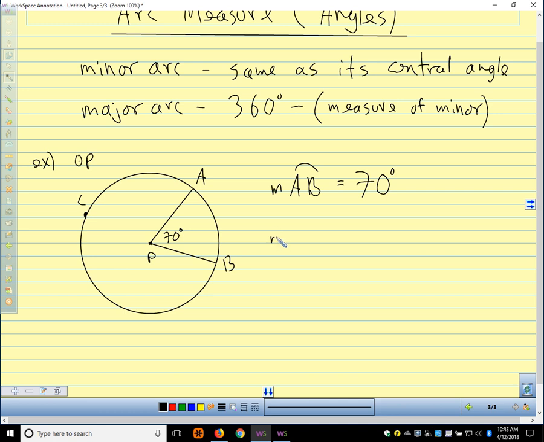The measure of arc ACB equals, well, here's ACB all the way around. Arc AB is the rest of the circle. That's what we call the minor arc. So the measure of arc ACB is 360 degrees, because 360 degrees is all the way around the circle, and we're taking 70 of them out. So that would be 290 degrees. That's what this means.